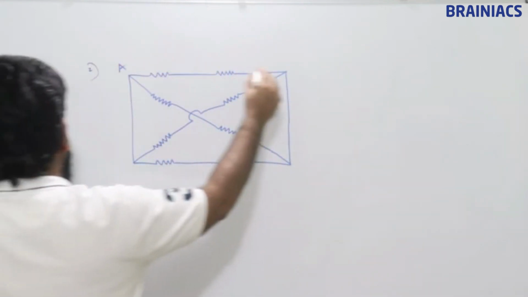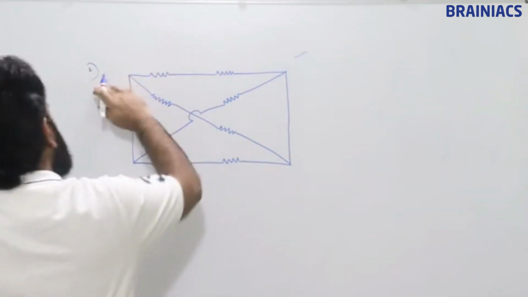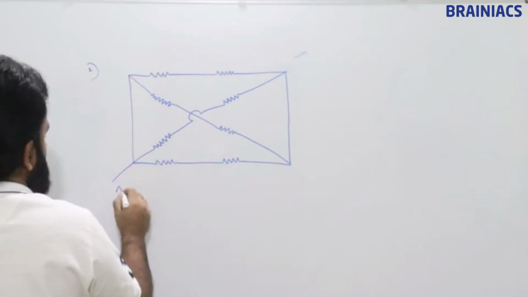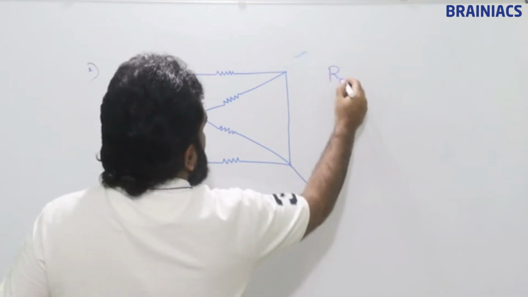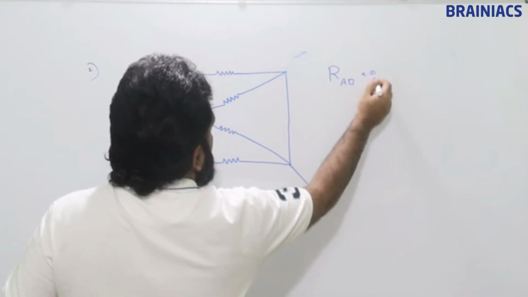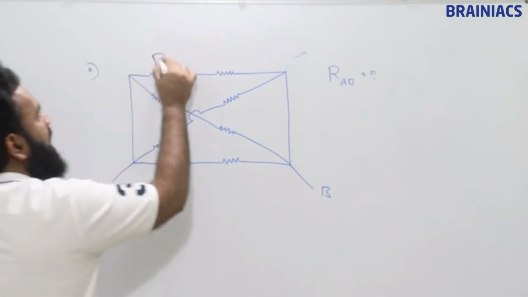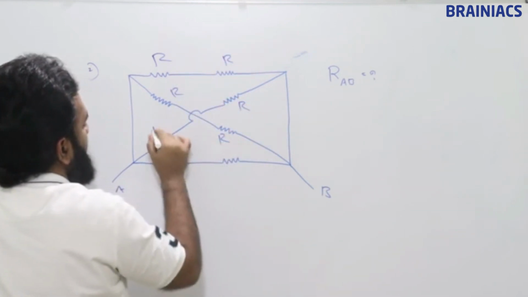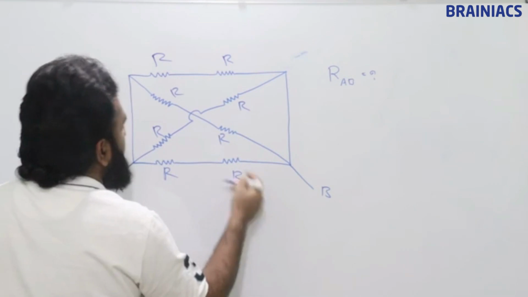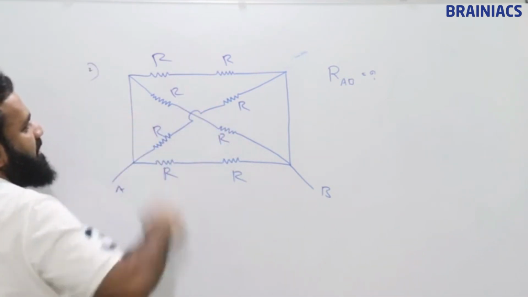This is A, this is B. Find the equivalent resistance between AB. All these are R. What does this mean? This means that these wires are not touching here.